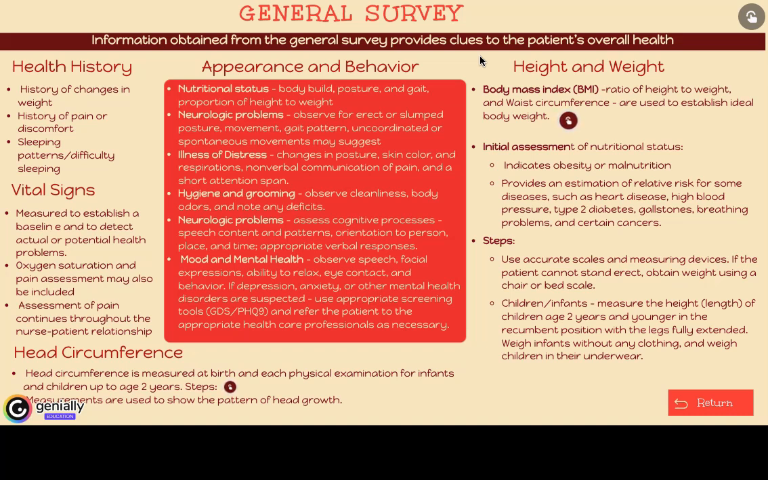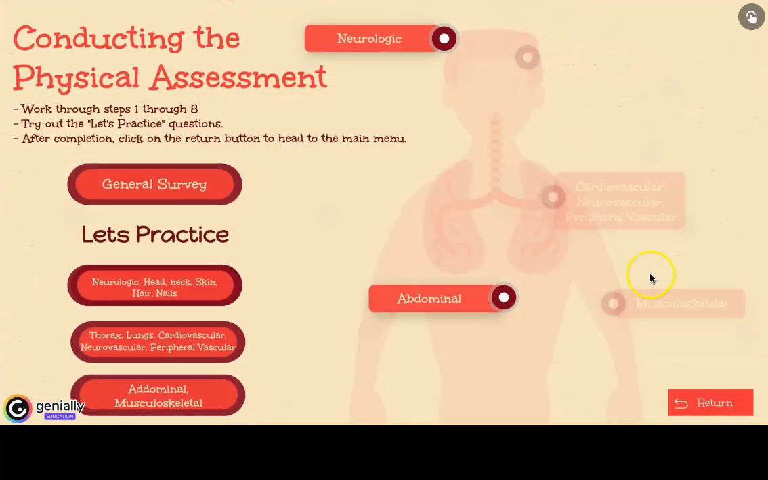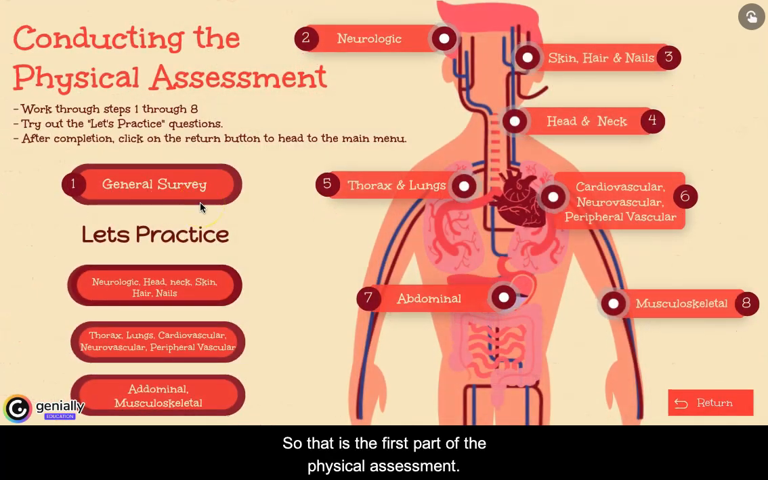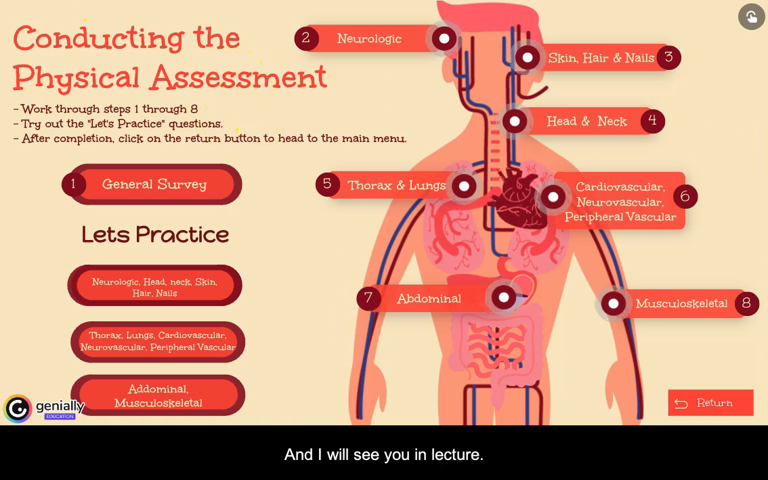Mood and mental health. Observe their speech, facial expressions, ability to relax, eye contact, their behavior. Are they anxious? Are they depressed? These are all extremely important things that we need to observe in the patient. So that is the first part of the physical assessment. The next lecture will be on the head-to-toe assessment, and we will go systematically from head to toe. And I will see you in lecture.